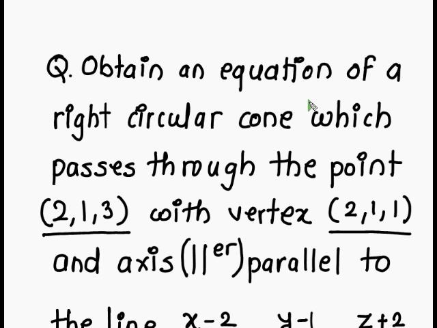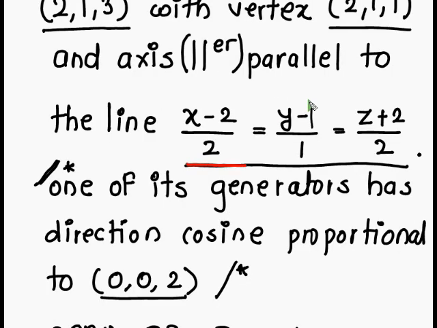Now we study how to generate the new question from this old one. So if you replace this particular line with one of these lines, we get a new equation. Or you can replace this complete part with the direction ratios of the generators as 0, 0, 2 and axis with the DRs 2, 1, 2, you will get a new question. Hope you understand how to generate a new question from this. Now let's go for the new problem.